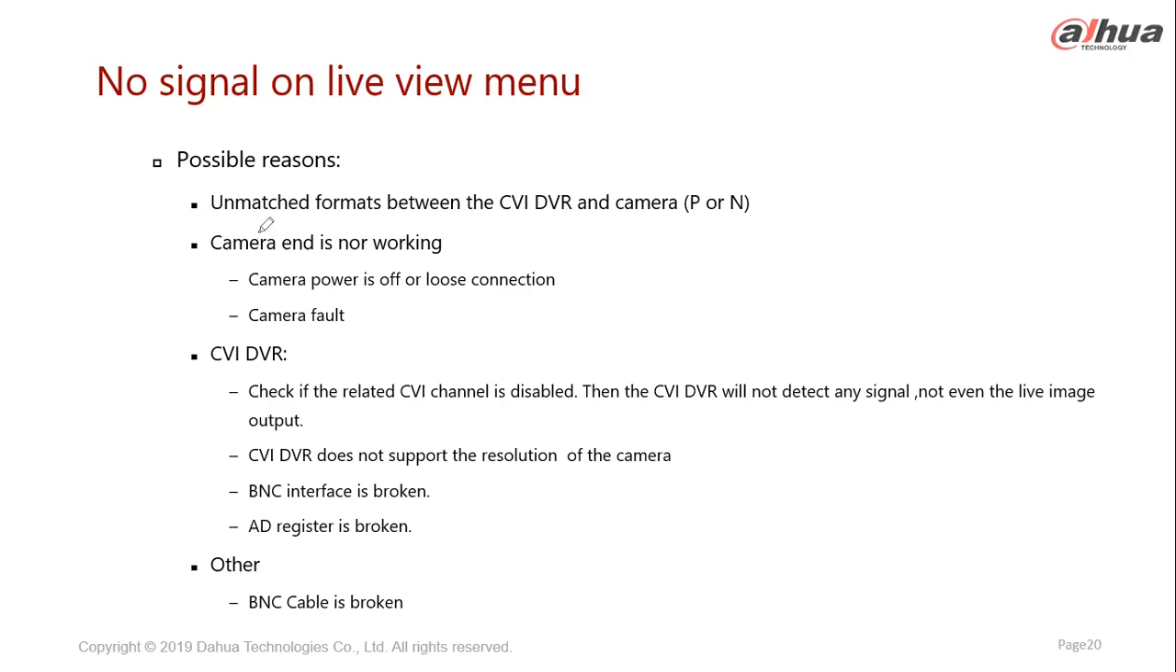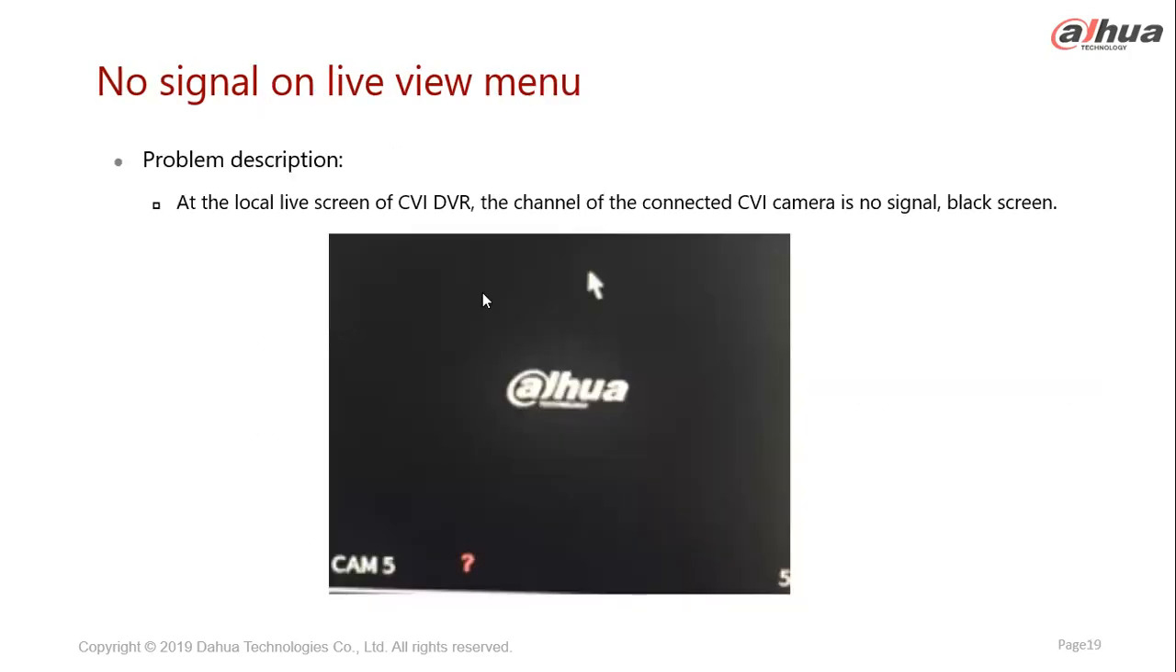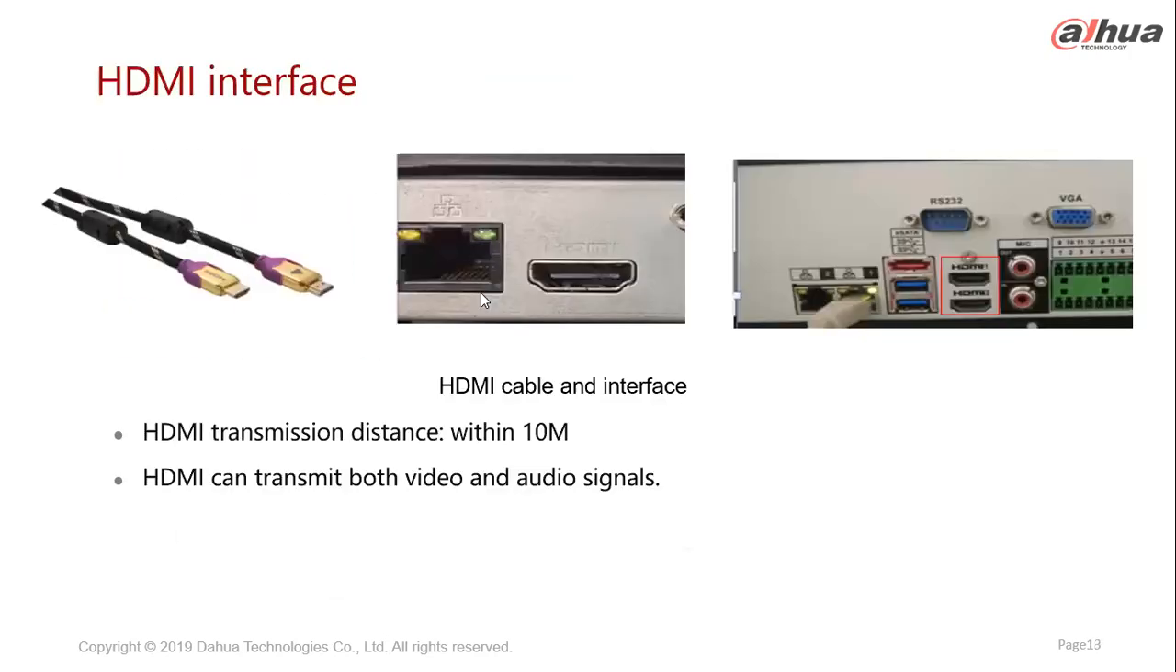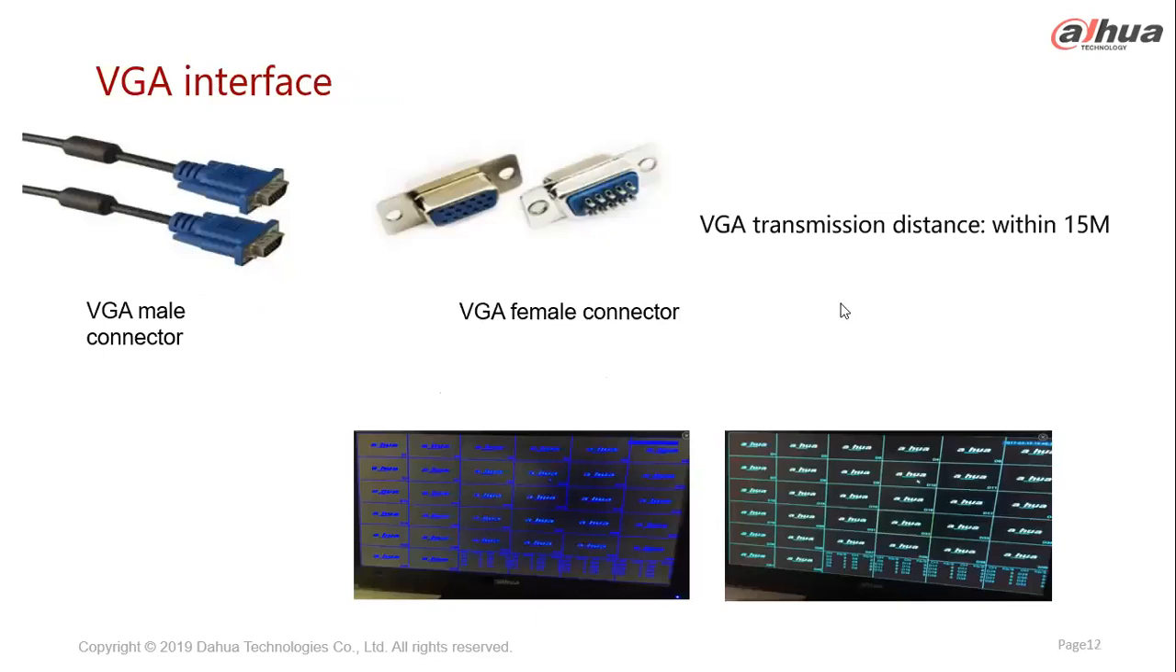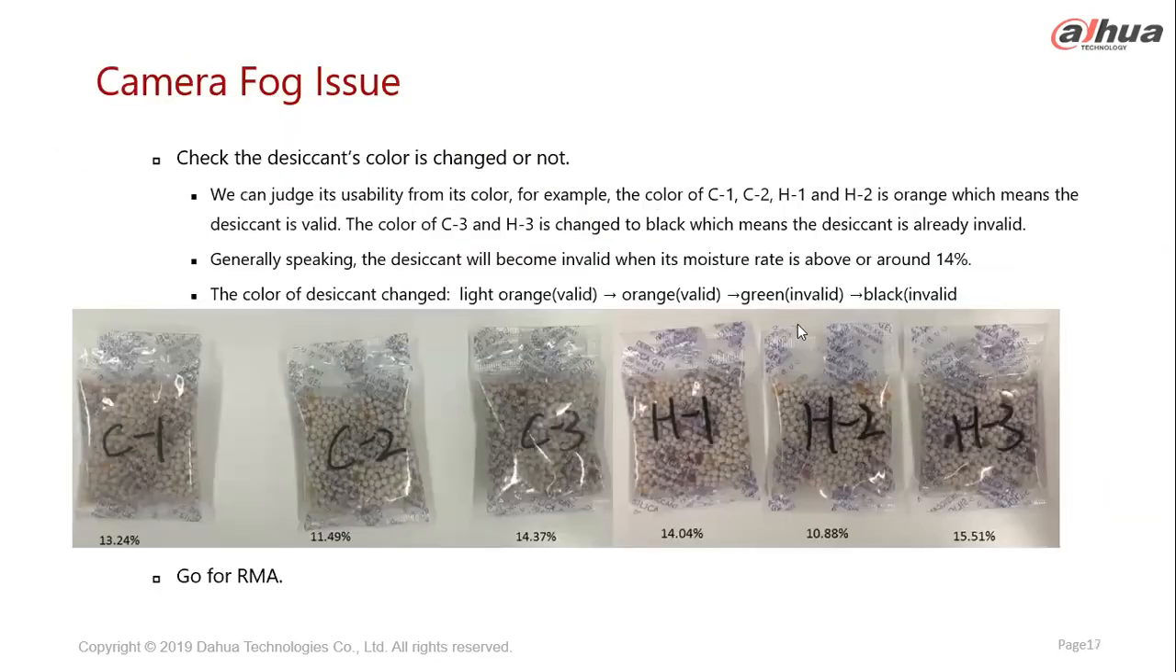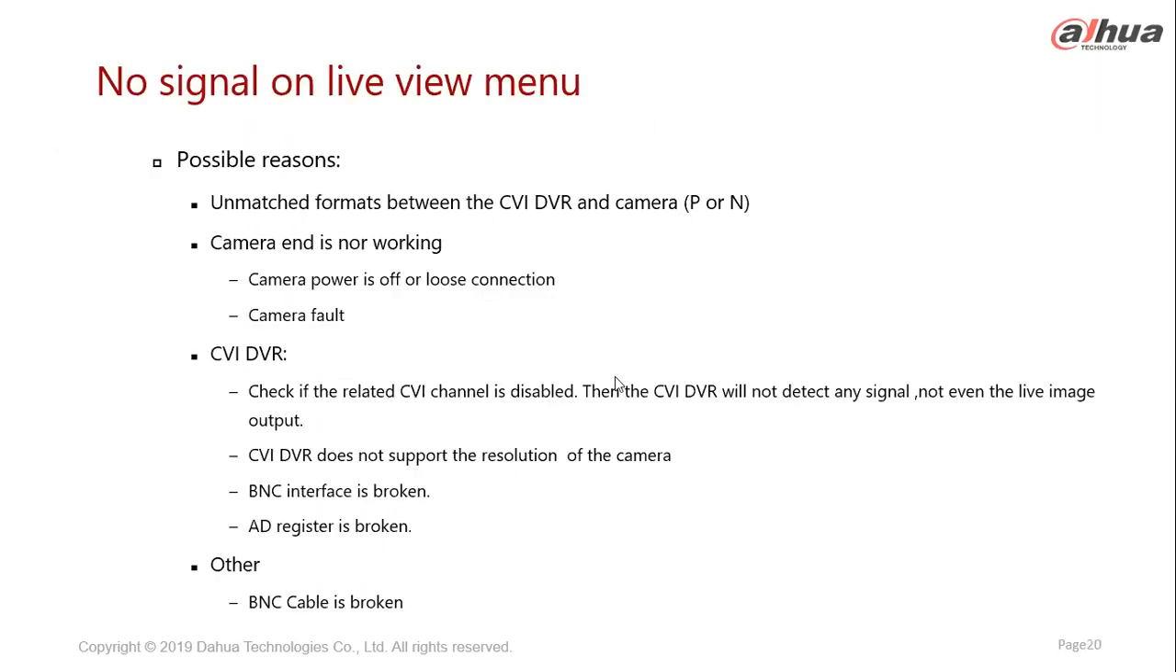Or maybe the cause is that the NVR might not be powered on completely. Or maybe the connection of the DVR, the CVI DVR port. The CVI DVR port is the port behind the DVR that is bringing the signal from the camera. So maybe that port is damaged. Or maybe another reason is the BNC cable is broken. Maybe the coaxial cable has some problem at some point.